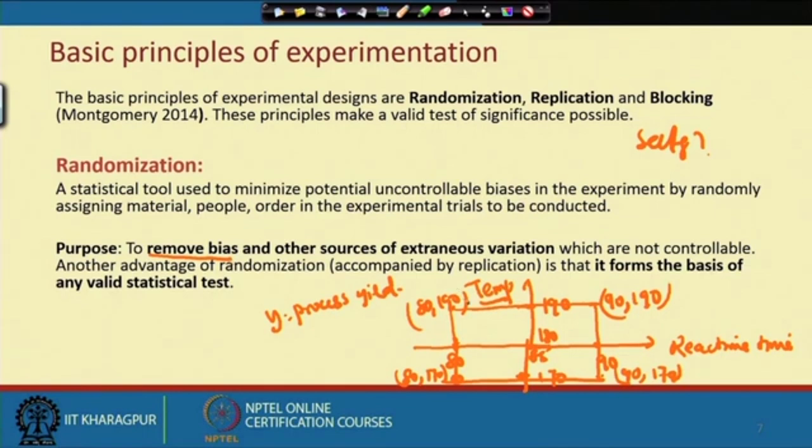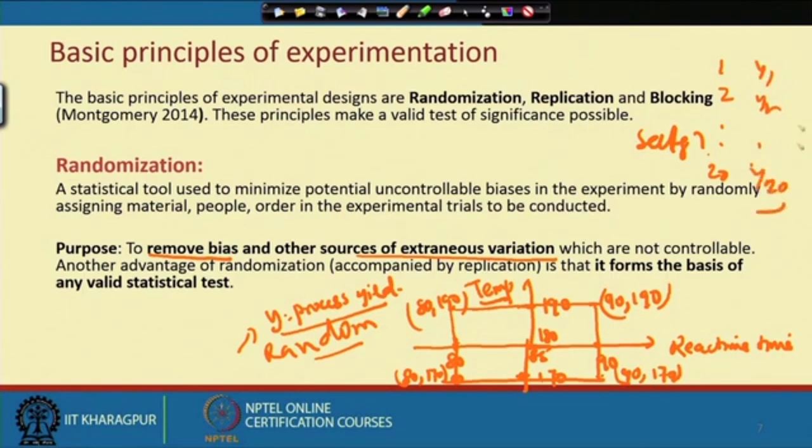Randomization also helps you eliminate extraneous variations. And as you know, if you do randomization, then Y, the process yield in this case, will be a random variable also, because the experiments are randomized and all the runs and outputs are based on a randomized experiment. Suppose in total there are 20 such runs, then you will have 20 such Y values. All are random, so this will follow a certain kind of probability distribution, most of the time a normal distribution. Okay. So, randomization is a very important one.